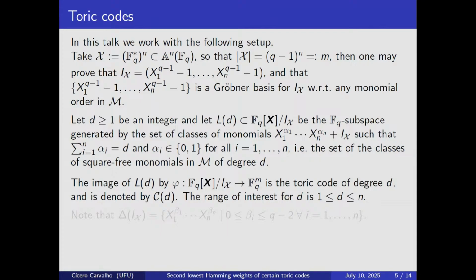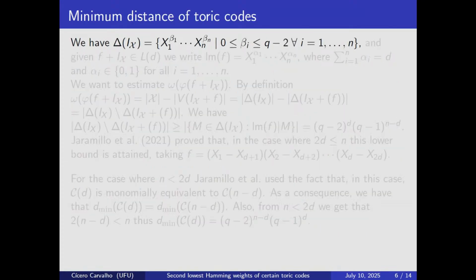The range of interest is d greater than or equal to 1 and less than or equal to n, because we have n variables. And since we know the Gröbner basis, for example, if we have only two variables, the footprint will be a square. If we have n variables, it's like a hypercube. So we know the footprint. These are the monomials which are not multiples of the leading monomials there. Monomials like this, where the exponents vary in this range.